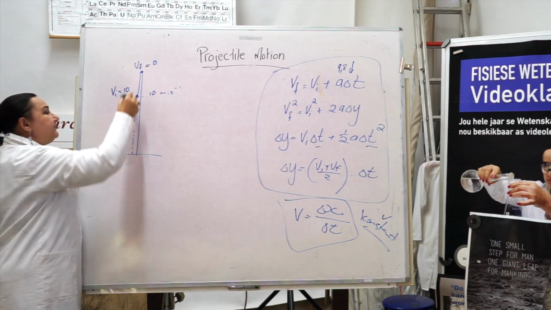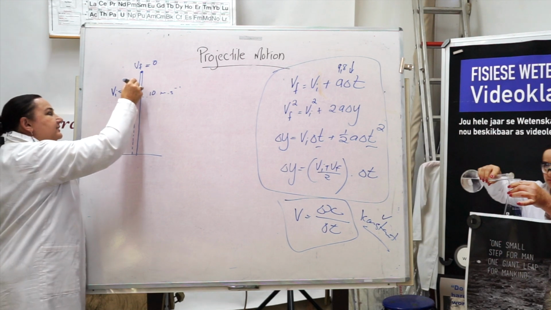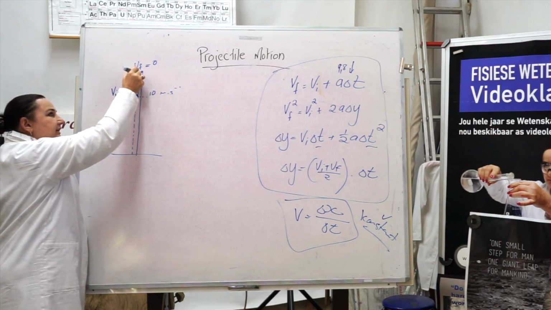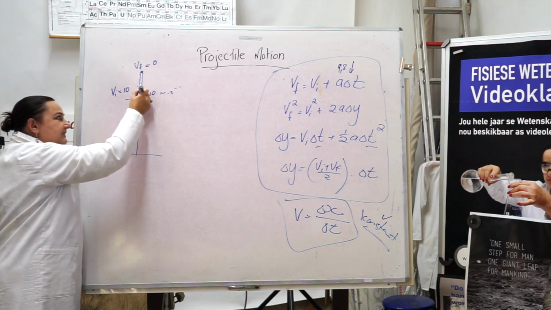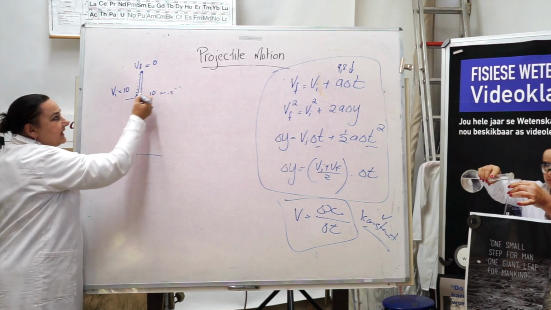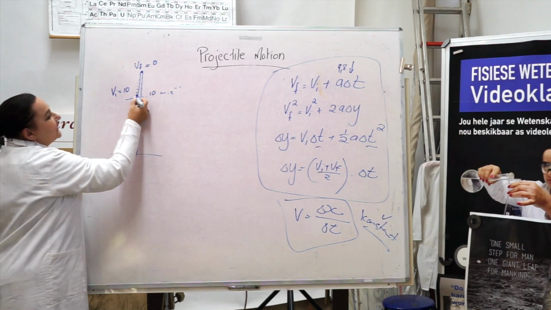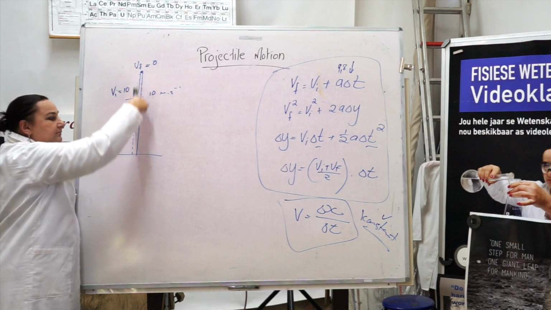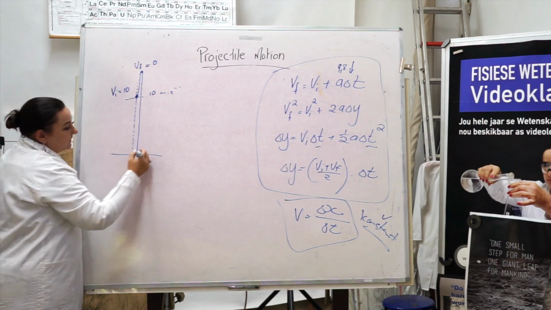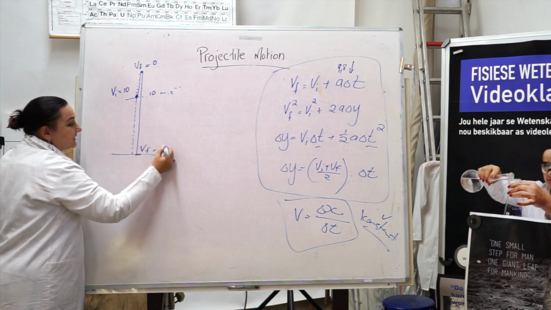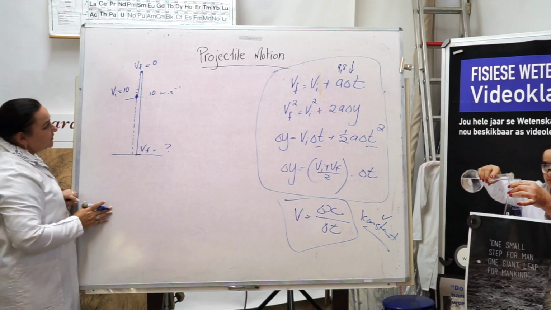Why do I say that? Because it will go slower, slower, slower, slower, slower, and at the same rate it would go again faster, faster, faster, faster, faster. So it would have exactly the same speed when it gets to the same point, passing me going downwards. But let's say it hits the ground at a final velocity of which is unknown at this stage.